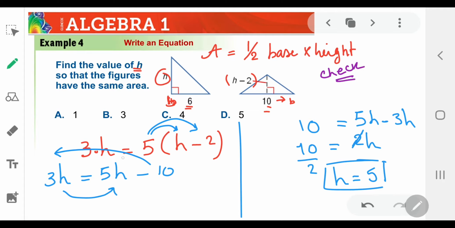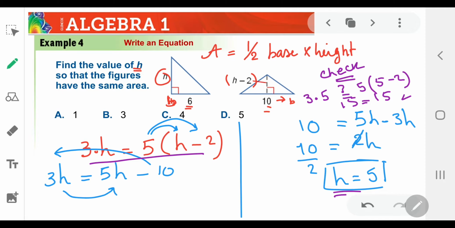In the original equation I wrote first 3 times 5. I'm asking myself, is it equal to 5 times 5 minus 2? 3 times 5 is 15. 5 minus 2 is 3 times 5 is also 15, so it is correct. So the answer is h is equal to 5.